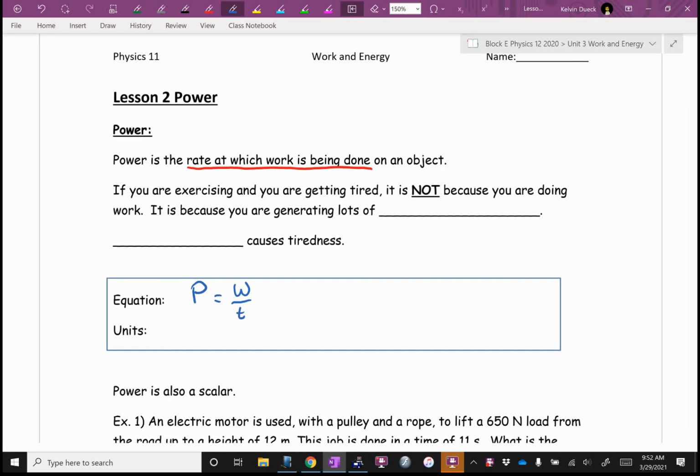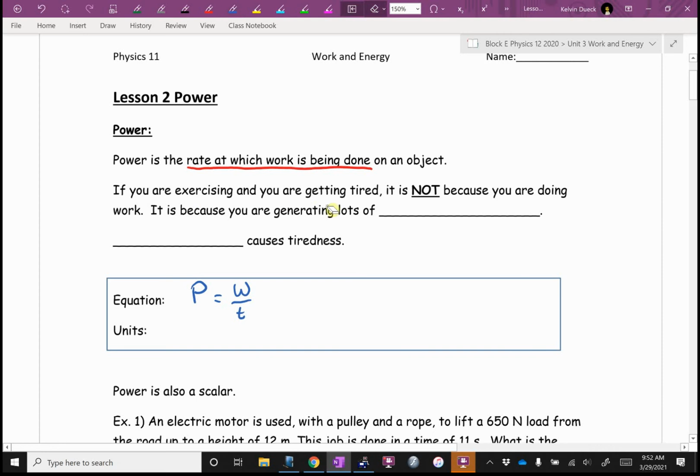So let's look at walking up the stairs back behind my room over here. If you walk it slowly or if you walk it quickly, you'll do the same amount of work, because the work done going upstairs is mgh. Is it more tiring to walk up the stairs or sprint up the stairs? What's more tiring? Yeah, why? Because you're generating more power because you made time smaller.